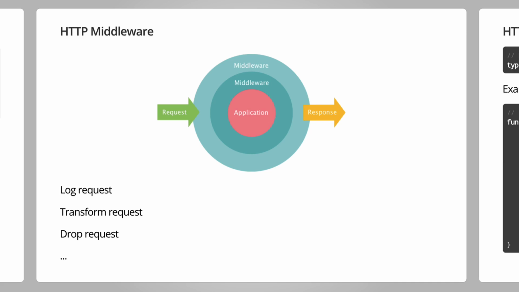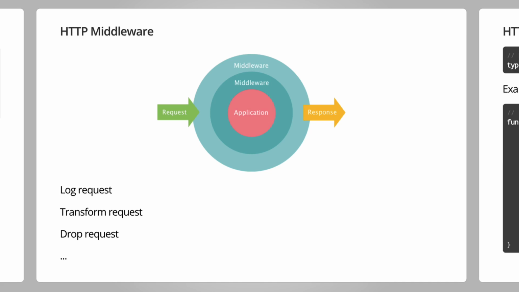So if a request comes into your application, then you can add these middlewares that will then be able to do something to the request before it reaches your application, or before it reaches the actual handler in your application. Some examples are you could log the request, you could transform it, you could, for example, check if it has all the correct headers, and if it doesn't, you can just drop the request. So it really gives you a good possibility of logging and sanitizing the request before it reaches your actual application. So you can do authorization, authentication, everything with HTTP middleware.